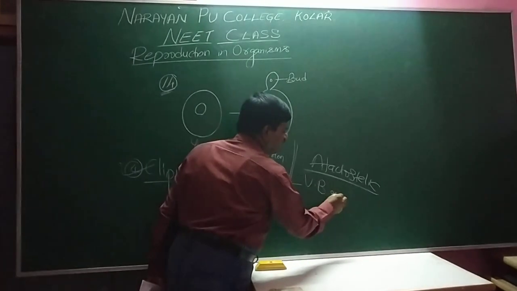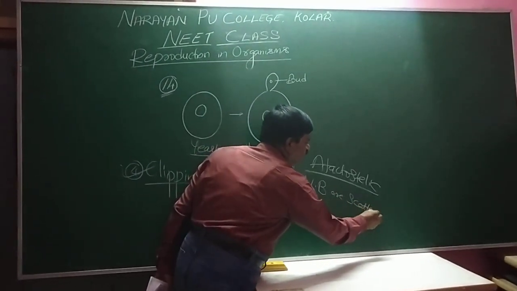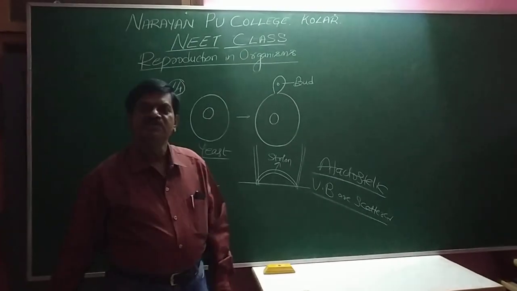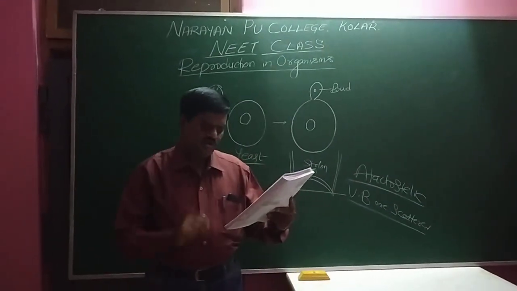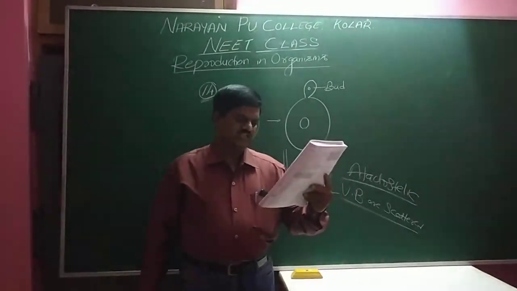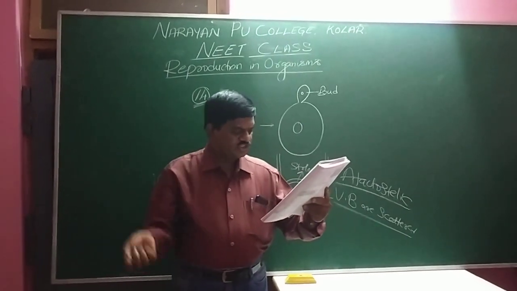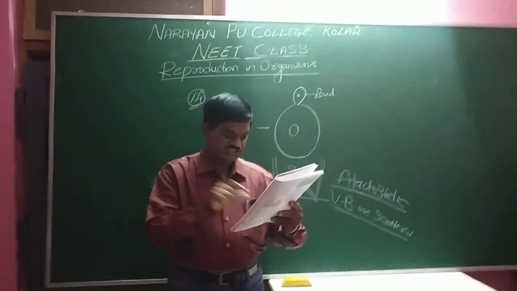Atactostelic vascular bundles are scattered. So once it is scattered vascular bundles, it is not possible to have grafting techniques. We'll see the other one. But it is successful in dicots because they have, this is the question.